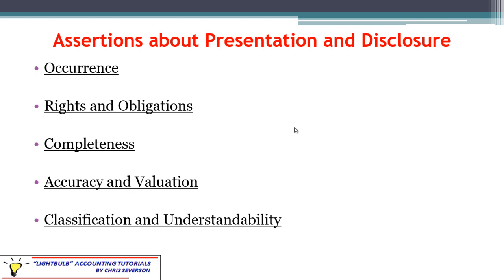So we move on to the last section of assertions about presentation and disclosure. A lot of duplications, as I've repeated multiple times. Occurrence comes up again. Rights and obligations, completeness, accuracy and valuation. We have a slightly new one here. It's a little bit different than the last time. It's overall classification and understandability. But notice, these five assertions are about how management has presented and disclosed information on the financial statements, or really in the footnotes is what I would get at here.